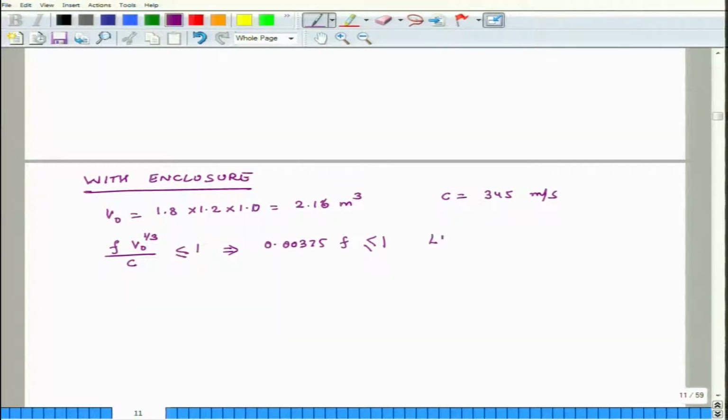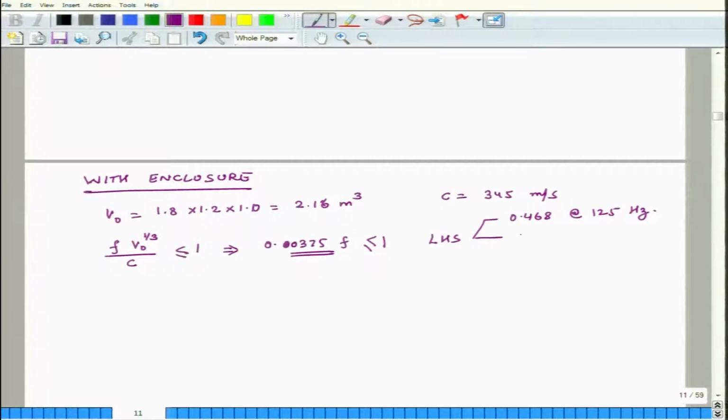Now, let us compute the value of the LHS, which is 0.00375 F. LHS is equal to 0.468 at 125 hertz. How do I get it? I just multiply 0.00375 times 125, and I get 0.468. So, at 125 hertz, the low frequency assumption, this large enclosure assumption, is not valid.